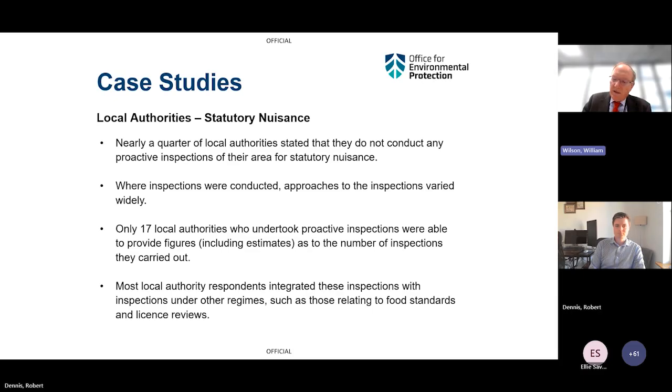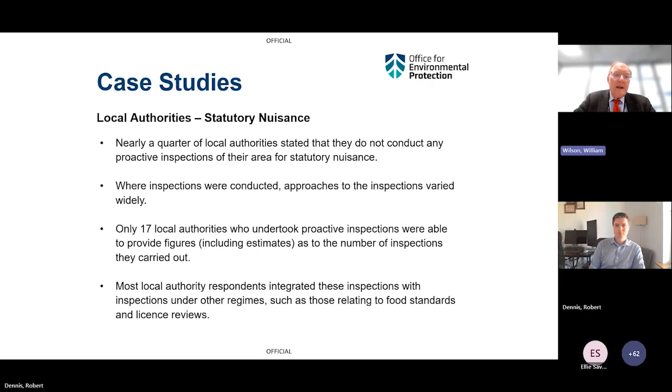I mean, of course, we understand that local authorities have 101 other things that they're supposed to be doing, and this may not be the end of the world as we know it, because they're not carrying out their functions under section 79(1) of the Environmental Protection Act, but it does raise a question for the validity and application of environmental laws, which was significant to us. And where inspections were conducted, approaches to the inspections varied widely, and only 17 local authorities who undertook proactive inspections, or said they did, were able to provide figures as to the number of inspections they carried out.